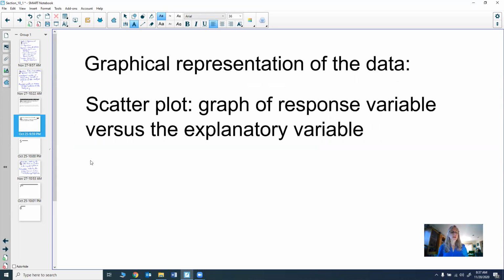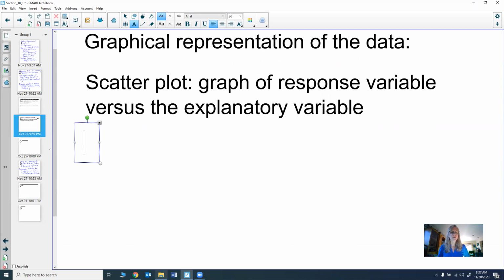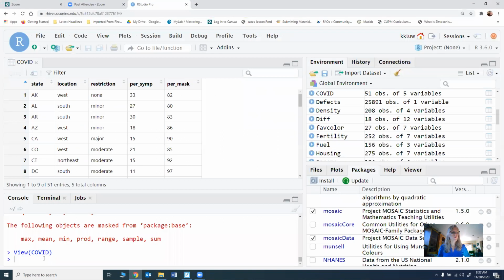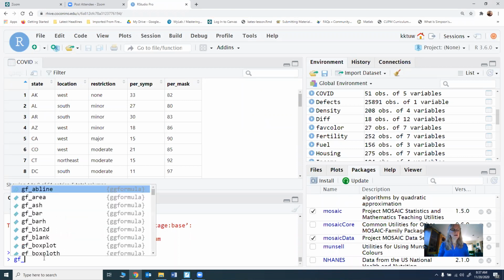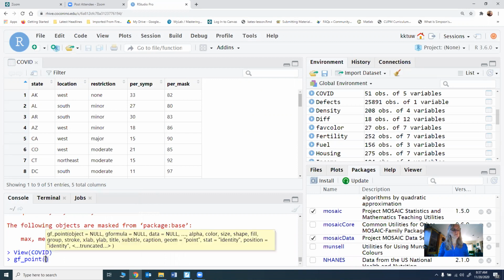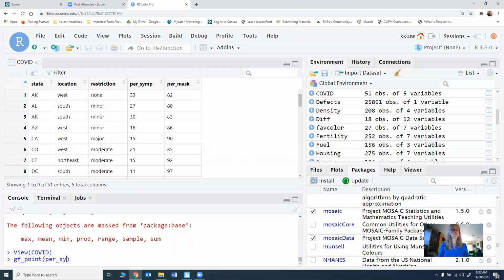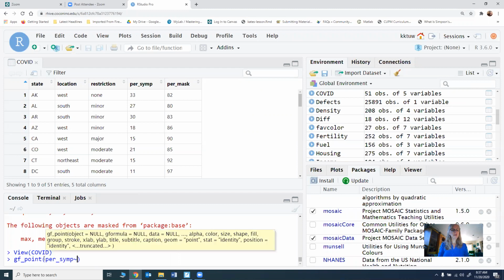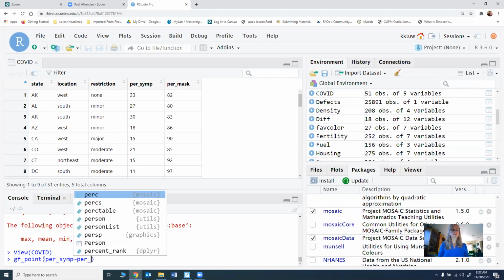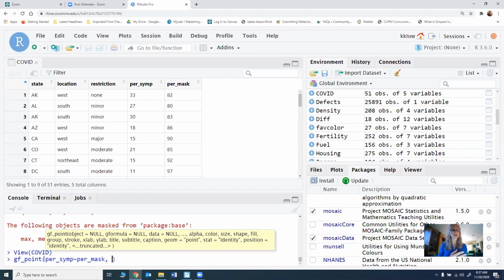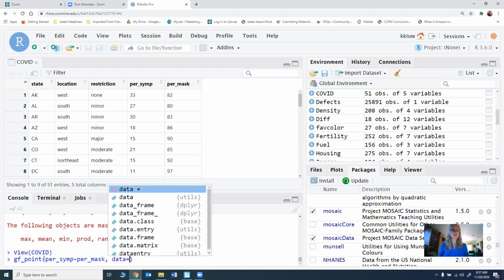So I want to go ahead and do that. I'm going to use RStudio to create this. To do this, you're going to use gf for graph function. And the scatter plot is called point. Then you always start off with your response variable. So my response variable was the per simp. And then you do tilde, your explanatory variable. That's why it's important to label these as response and explanatory, so you know what order they go in. And then you can put them in the right order. Then I have data equals COVID.